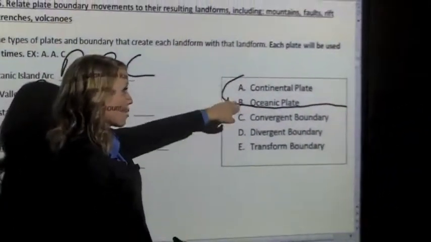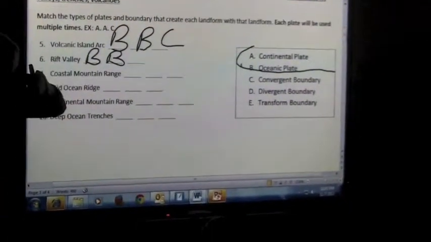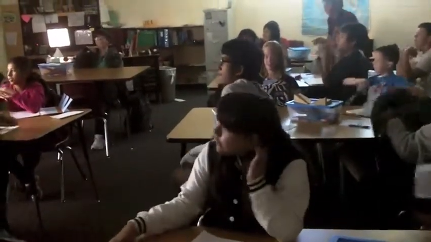Once again, we're just deciding which plate. Now, what type of boundary is happening? Are they coming together? Are they moving apart? Are they transforming, moving past? Show me with your hand gesture. Divergent. Some of you are showing divergent. So if you did the divergent, separating, you are correct.